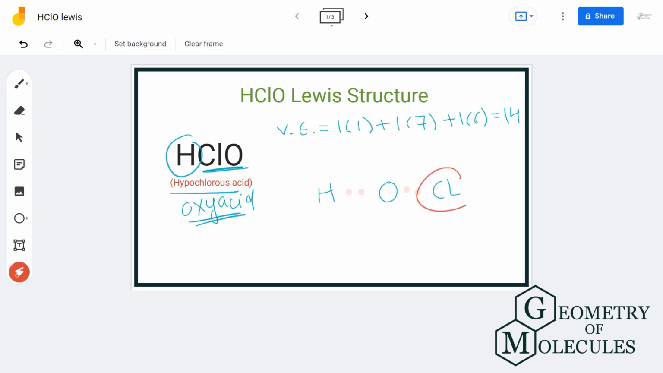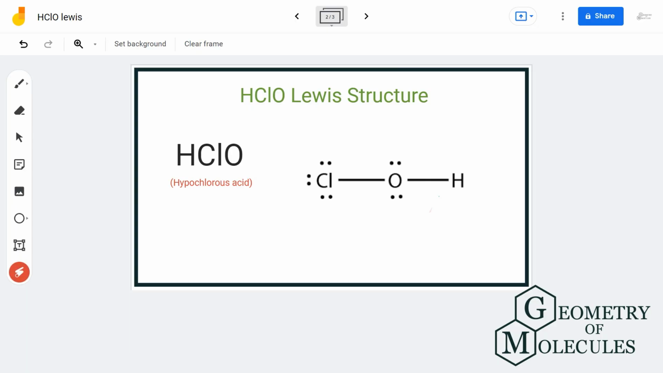Now chlorine here needs 6 more electrons for complete octet and oxygen needs about 4 more. And by assigning them the electrons, we have used all our valence electrons and every atom has complete outer shell in this Lewis structure. So let us calculate the formal charge of each atom just to confirm that this is the best possible Lewis structure.